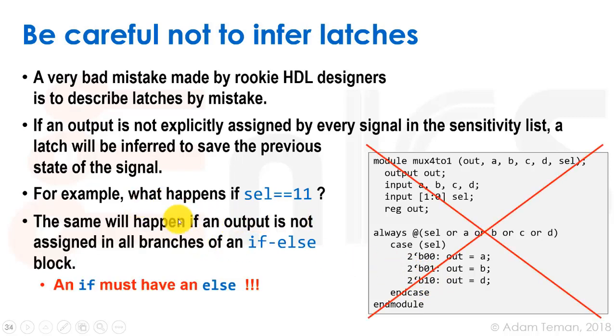The same will happen if an output is not assigned in all branches of an if-else block. An if must have an else, or actually for every left-hand side assignment, we must have both an if and an else to make sure that it's assigned from every single state of that if statement. If not, we need a latch to save the previous state, and we probably didn't want that latch there.